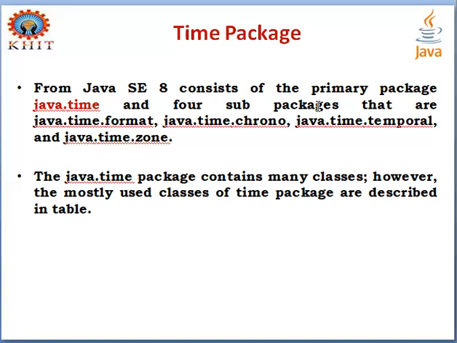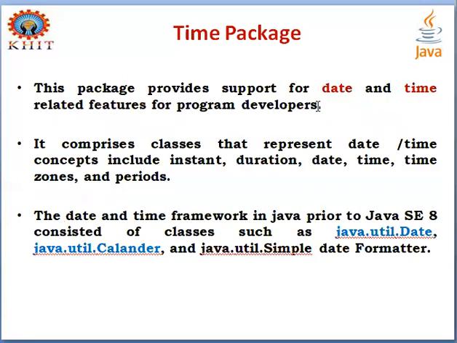Okay. So the point to remember here is that prior to Java software version 8, that means the earlier versions of Java, all the date and time related activities, methods and classes were put into a package called util. Okay, util package lo undi. But after Java version 8, all these time related activities are combined and grouped into a special package which is called java.time.